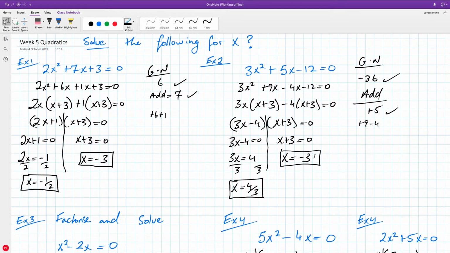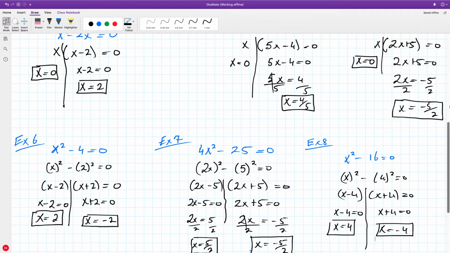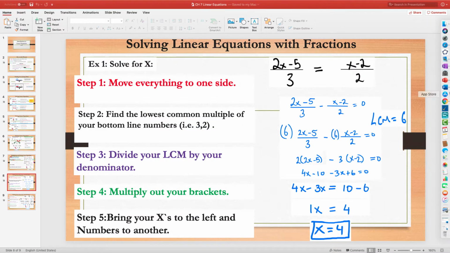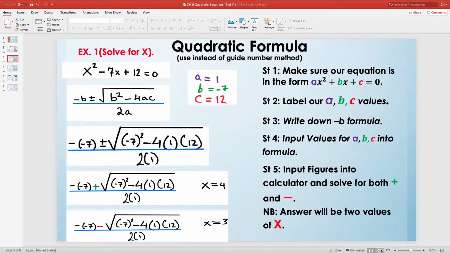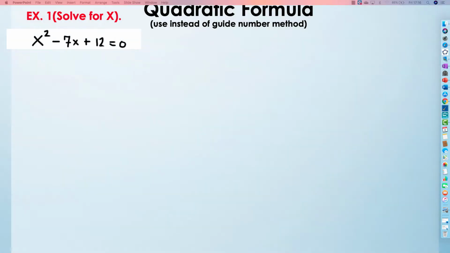Right. Like a lot of things in maths, there's actually a quicker way to do all of these questions, but you have to know how to factorize them as well. So it's important. So the quicker way to do all of these is this one. The minus b formula. This formula is going to be the bane of your life for the next year because it's used to solve everything. So, instead of using the guide number or factorizing or difference of two squares or highest common factor, we use the minus b formula.